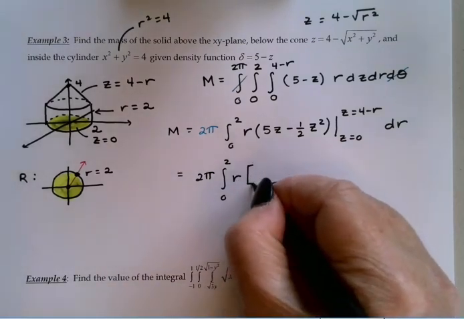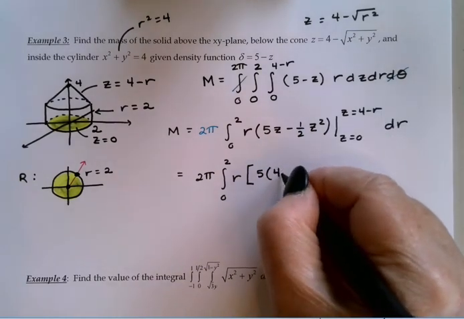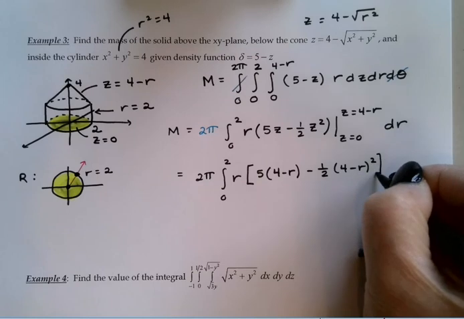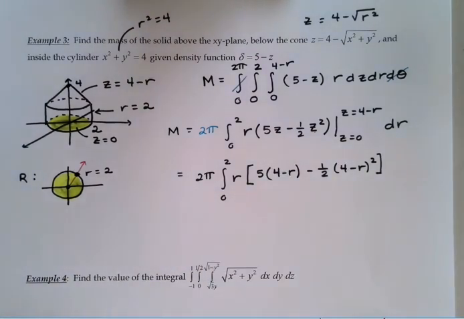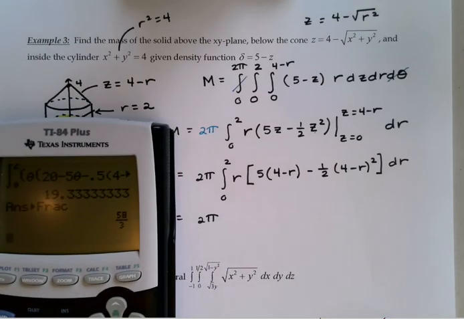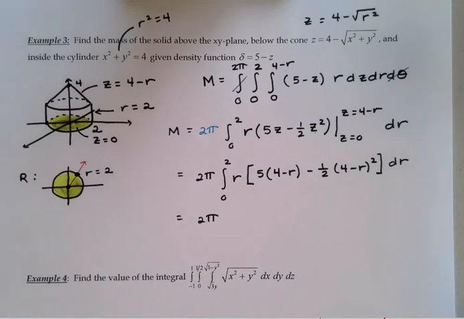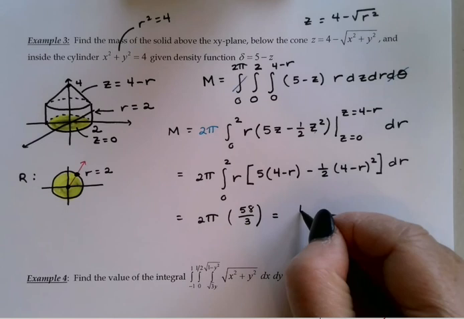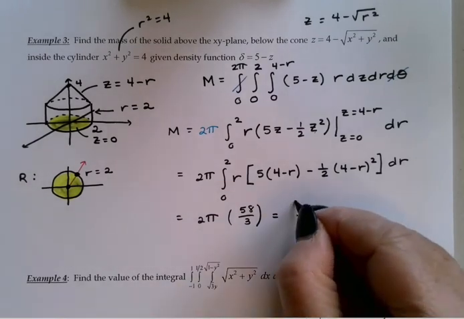So let's see, I have r times 5 times 4 minus r, subtract 1/2 times 4 minus r squared, minus, when I plug in z equals 0, everything just becomes 0. And I need to integrate that dr. This is where I'm going to do my calculator technology integral. I'm going to pause and type that in. All right, when I typed that one in, I got 58/3. So what's that going to give me? 116/3 when I multiply by the 2 times pi.